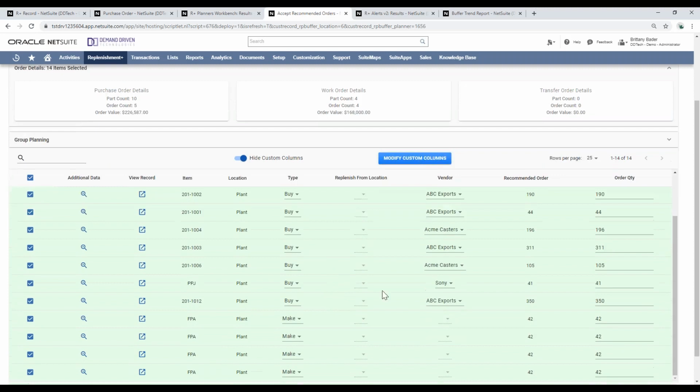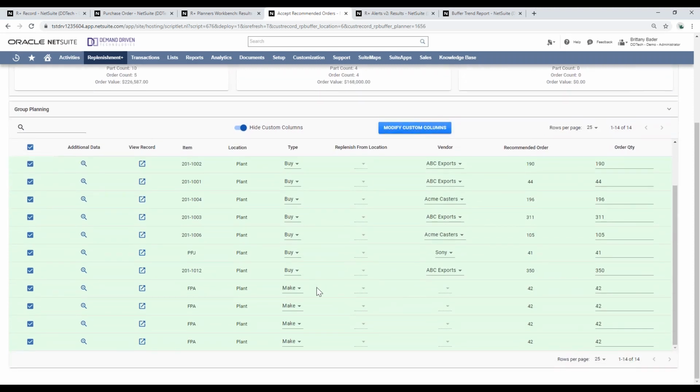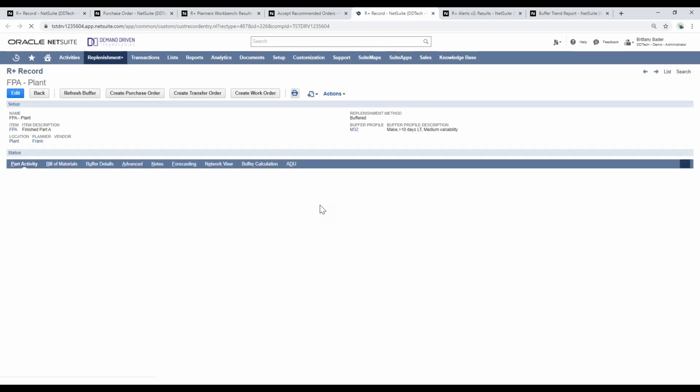When I look at all of my items here, I can see FPA. This is finished part A, and it's generating a work order to make part. It has a bill of material. So I'm going to click on FPA. I can click on it right from this screen, and it's going to take a look at this item that has a bill of material attached to it.